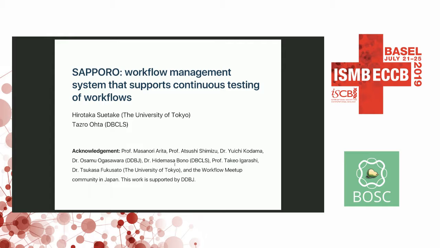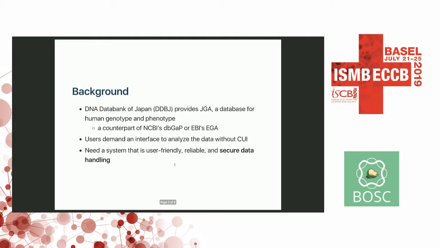The talk title is the SAPPORO workload management system that supports continuous testing of workloads. Here's the background of the system and the project. We have the DNA Data Bank of Japan, DDBJ, which provides JGA, a database of human genotype and phenotype, which is a counterpart of NCBI's dbGaP and EBI's EGA. They accept a bunch of submissions of huge FASTQ files, which contain human genomic data.